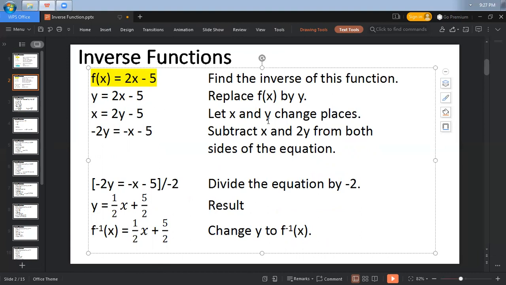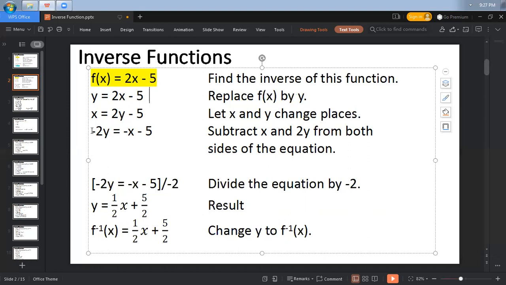Ito na yan. Now, let x and y change places. So, ang gagawin nyo lang po, yung y, siya na yung makakasama ng 2 and x, siya naman yung lilipas sa pwesto ng y. And then, after that, subtract x and 2y from both sides of the equation. So, x minus x dito sa left, and then minus x din sa right. Then, 2y minus 2y dito sa right, and then nagiging minus 2y doon naman sa left. Or sa madaling salita, itatranspose nyo na lang sila.